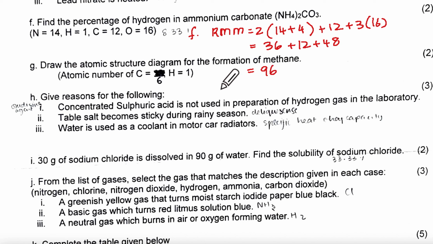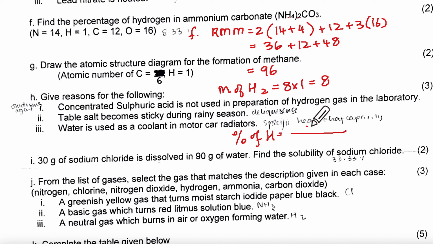And then what will you say? The mass of hydrogen will be, how many hydrogens do you see here? There are 8 hydrogens, no? Correct? So percentage of hydrogen, you will write the formula first, mass of hydrogen upon total mass multiplied by 100%, and then you'll write 8 upon 96 multiplied by 100%. Make sure that you're writing the percentage sign properly. Okay, so this is doable.